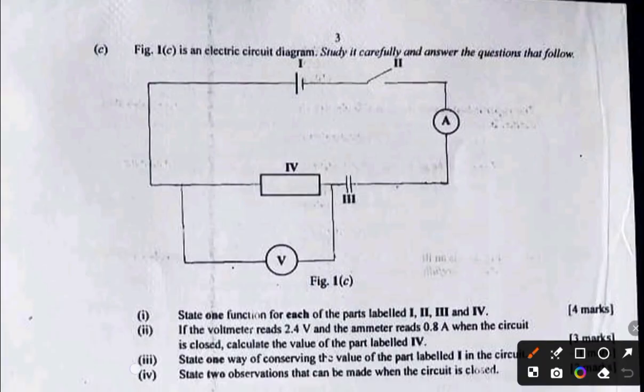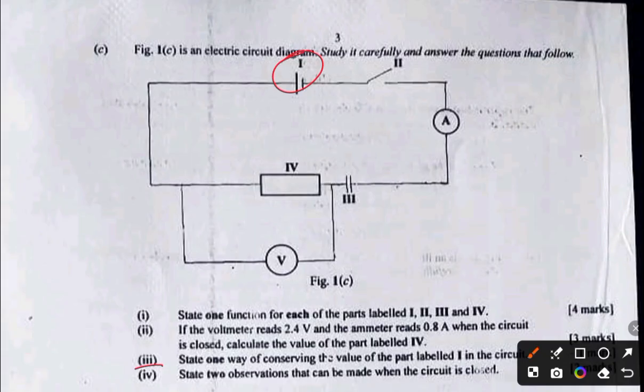The next question says, state one way of conserving the value of the part labeled I. So one way of conserving the chemical energy that is converted to electrical energy. Okay, so you see how the questions are very unique. So in order to be able to conserve the chemical energy which is converted to electrical energy, only power devices that are necessary for a particular task. So if a particular electrical component is not needed, it's not supposed to be in the electrical circuit, and keep the switch open if not in use.